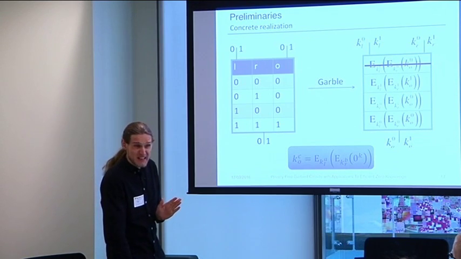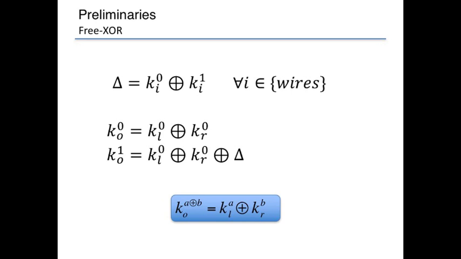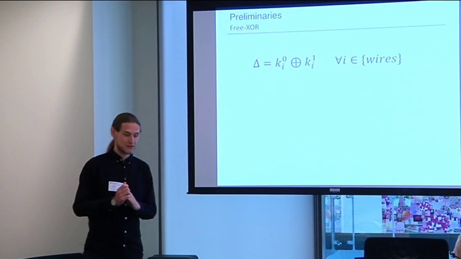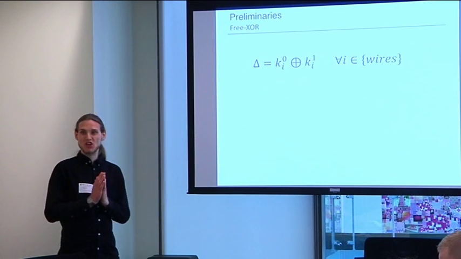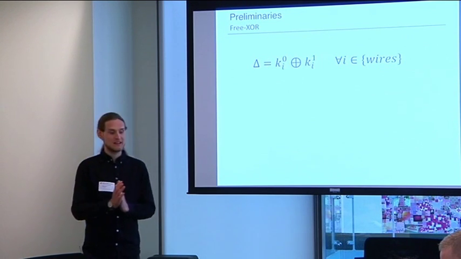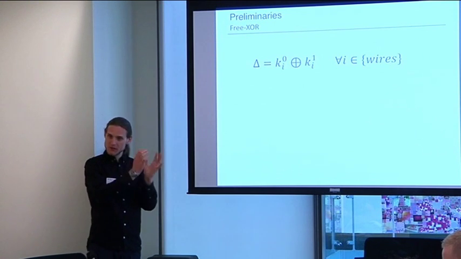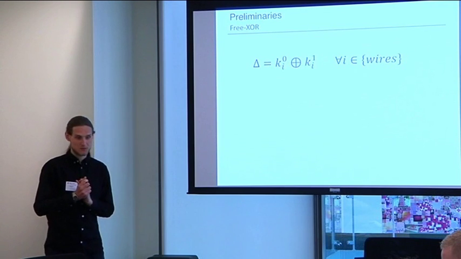There's also another very nice optimization which was introduced by Kolesnikov and Schneider, which is called free XOR, and that allows XOR gates to be evaluated for free. What is done in order to facilitate this is that we add the constraint that the XOR of the zero key and the one key will always be a global difference delta. So no matter which wire you have in the circuit, if you XOR the zero and the one key, you will always get the same value.